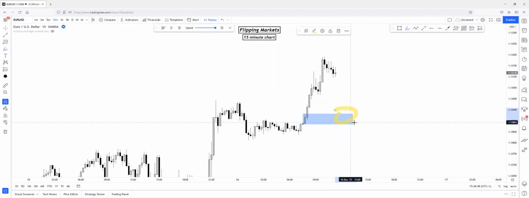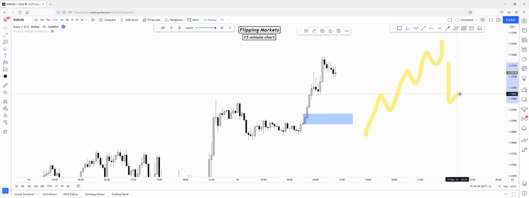And after the tap of this zone, we will wait for a 1-minute change of character inside of this 15-minute POI, this 15-minute demand zone. And after the 15-minute zone tap and the 1-minute change of character, we can hop in a trade and ride the expected order flow, which is bullish. As you can see on the 15-minute chart, this looks like just one big leg, and this will look like just one big leg to the downside. But on the 1-minute chart, it will look like structure to the upside and structure to the downside.